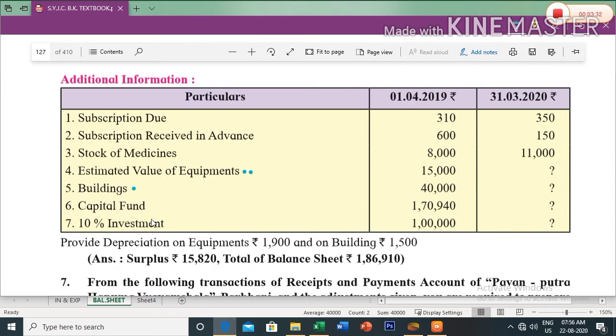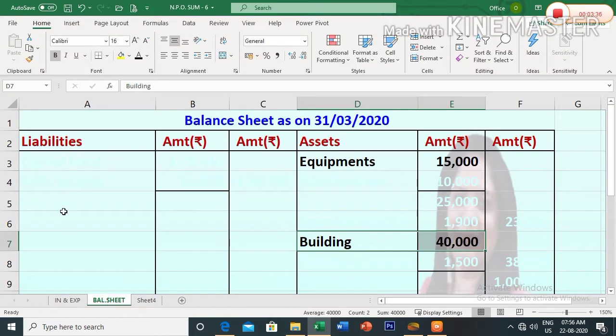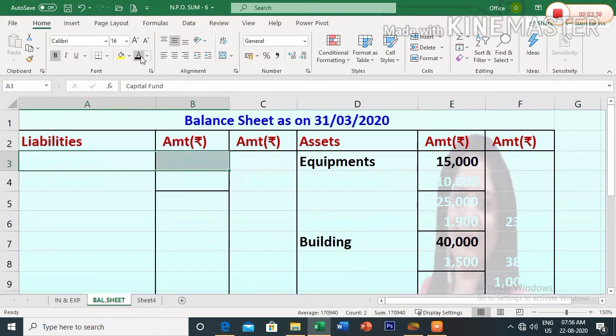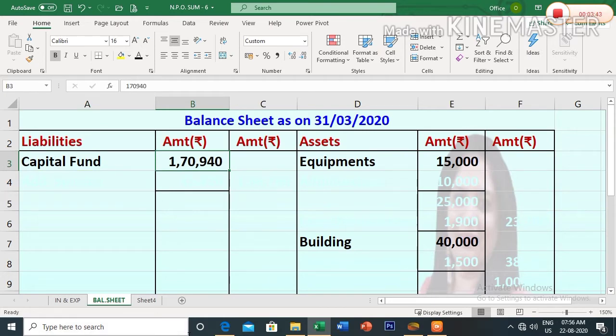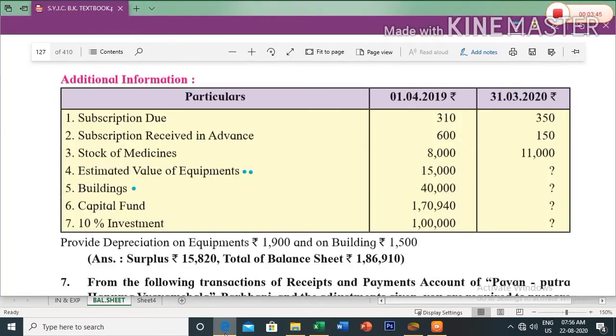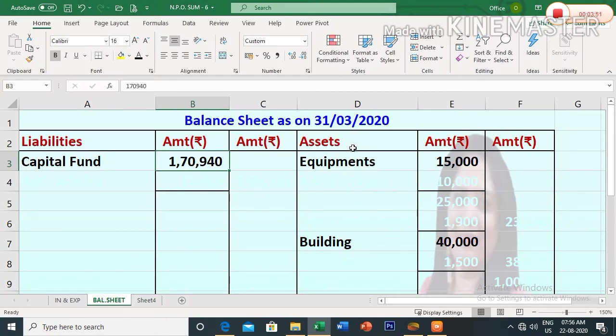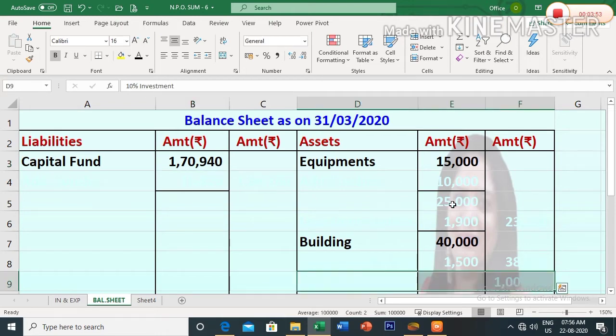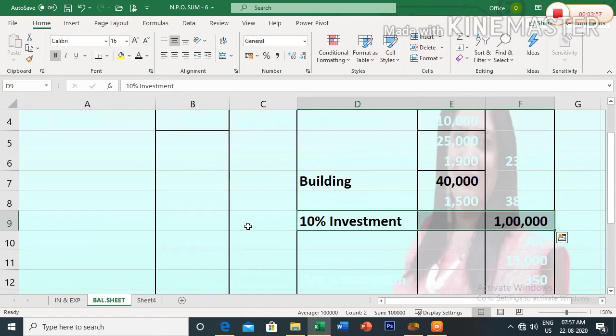Capital fund 1,70,940. It will be recorded on the liability side. So on liability side we will record capital fund 1,70,940. 10% investment 1 lakh. In balance sheet asset side we have to record 10% investment 1 lakh rupees.